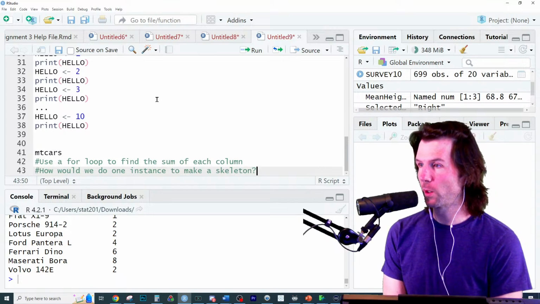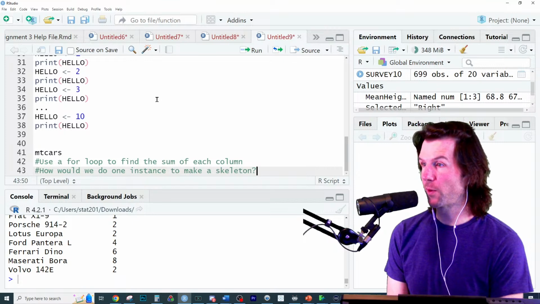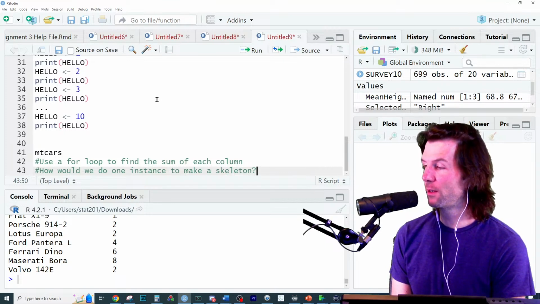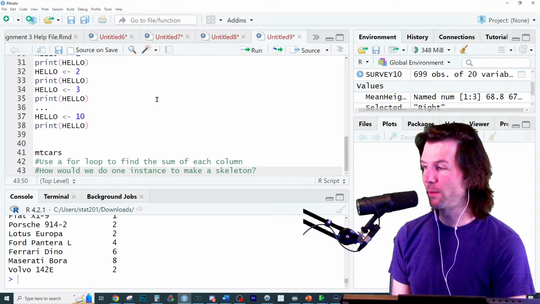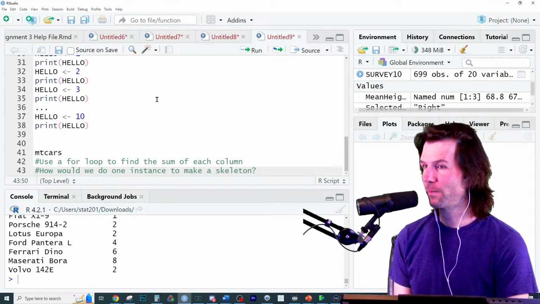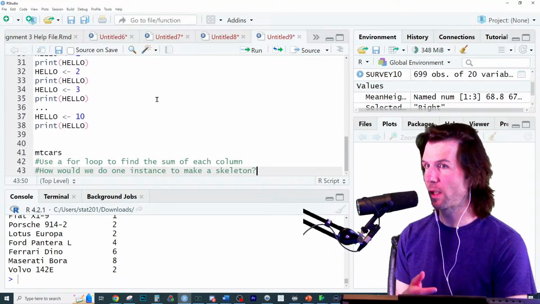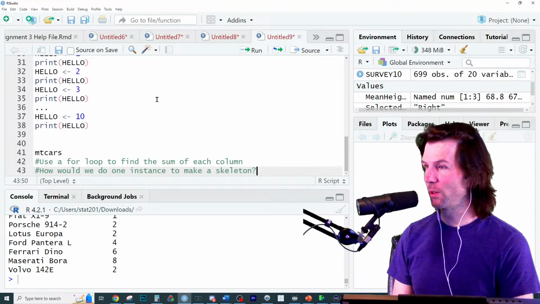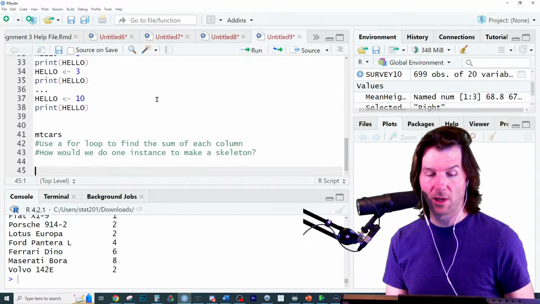What code would we write? If we want to do it for every single column, we should write code that does it for one column first to see if we can do it. Maybe do it for the first column and see if we can get the sum of that column. We just want to do it for one instance, so let's do it for the first column. Let's go right here and find the sum of the first column.